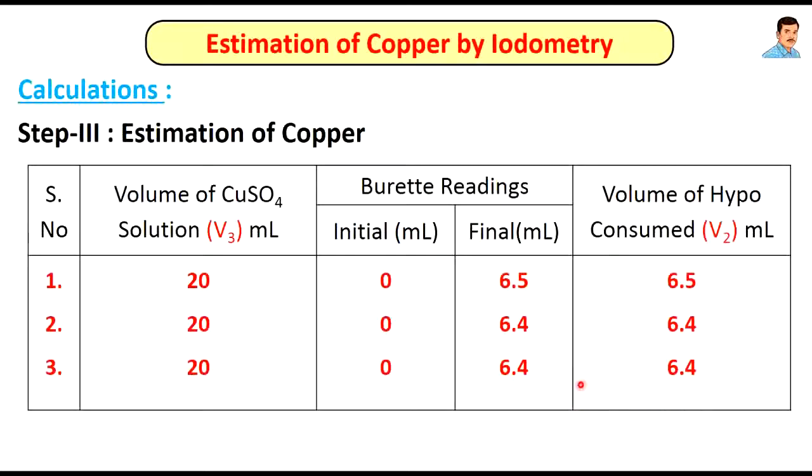Next, step 3 is estimation of copper, where we are titrating copper sulfate solution with hypo solution. Copper sulfate solution volume is taken as 20 ml, as it is taken in the conical flask. Volume of hypo consumed will be like this: 6.5, 6.4, 6.4. As we have got two same values, 6.4, we can take 6.4 ml as the volume of hypo consumed.